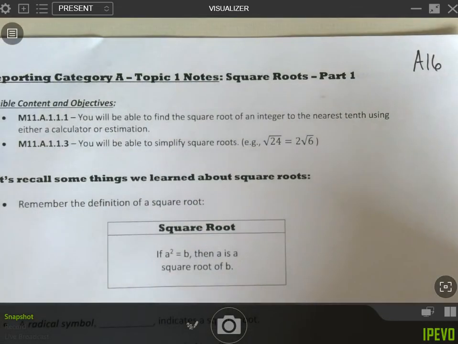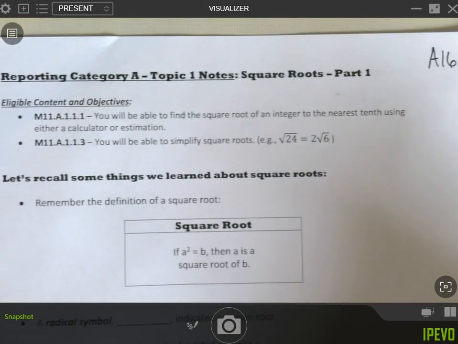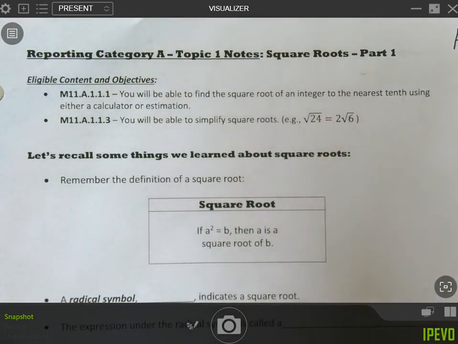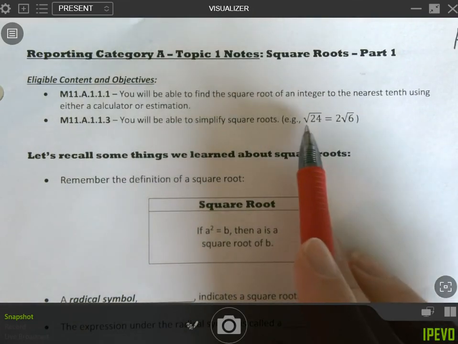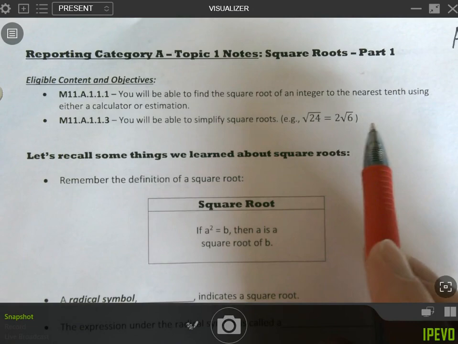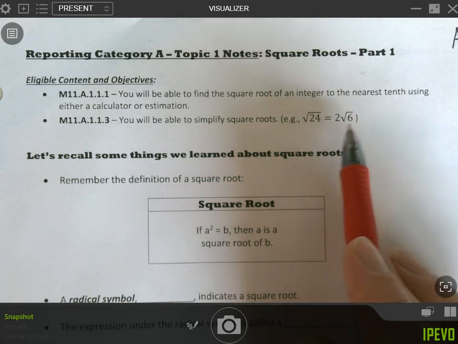We are doing A16, and it's a new concept, which actually is not new to you, and we are breaking down square roots into simplest form. So you're going to take something like the square root of 24, and you're going to break it down to have a perfect square taken out and anything left over.